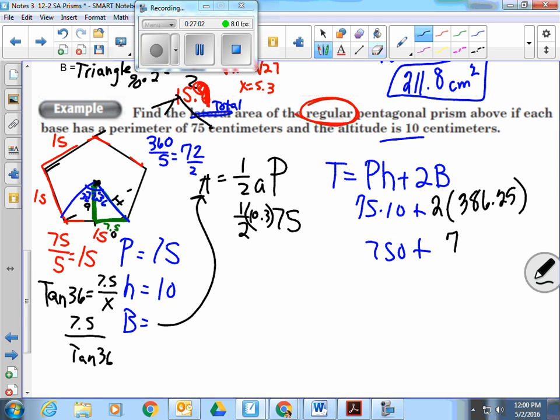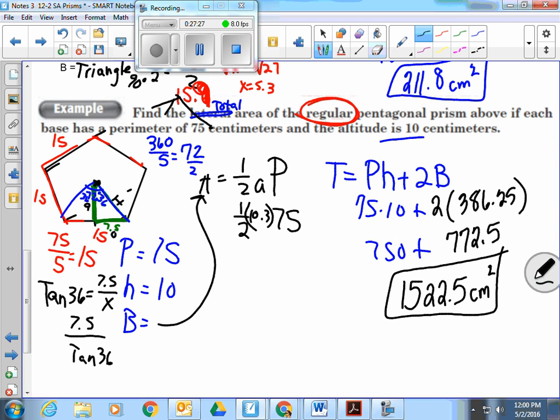I think it's like 772.5. And you're going to add it to 750 and you get, is it 15 something? 1522.5 what? Centimeters squared. Very good. Are we good?